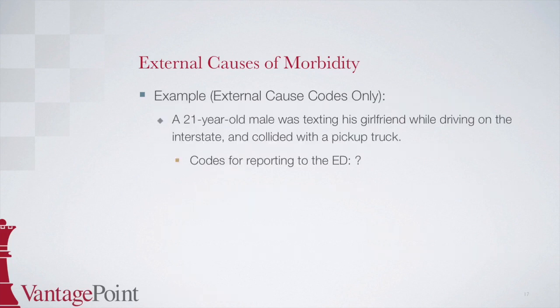Let's try an example. You'll code the external cause codes only. A 21-year-old male was texting his girlfriend while driving on the interstate and collided with a pickup truck. How would you code for this for the initial ED visit? Please pause the webinar to complete this example and then hit play to continue and learn the answer.